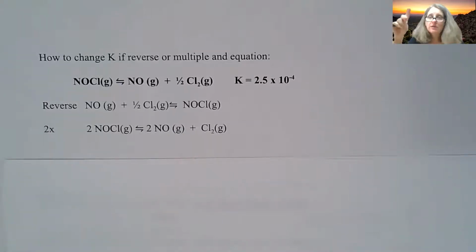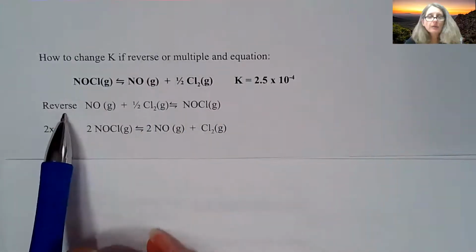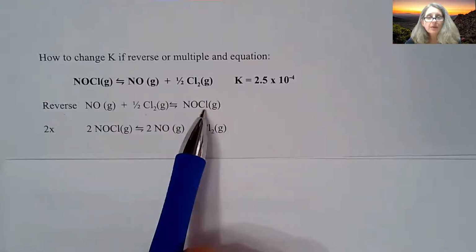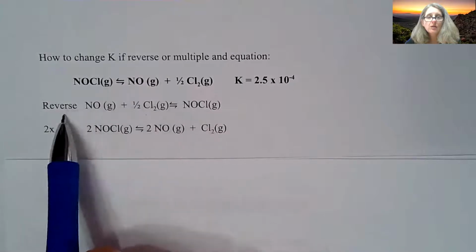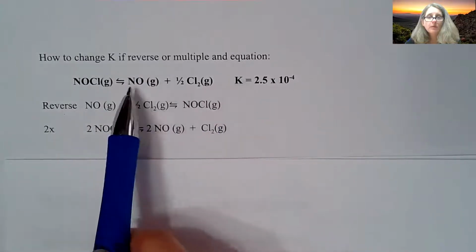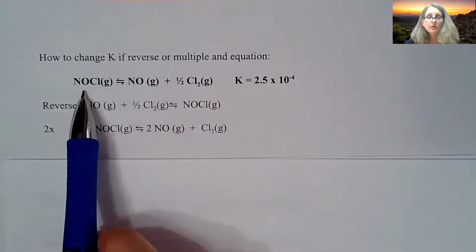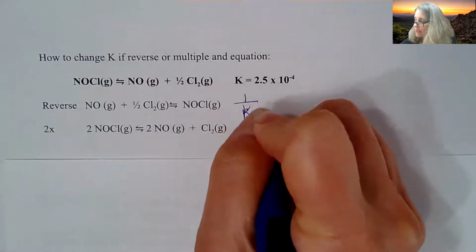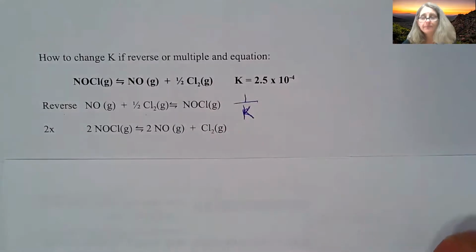Otherwise, you're going to start into a big circle and you're not going to be able to tell which direction you're going. So if I reverse the reaction, the products became the reactants, and this is now the product from the reactant. So what happens to my K? Well, remember, K is products over reactants. So essentially what you're doing when you reverse it is taking the inverse of the K.